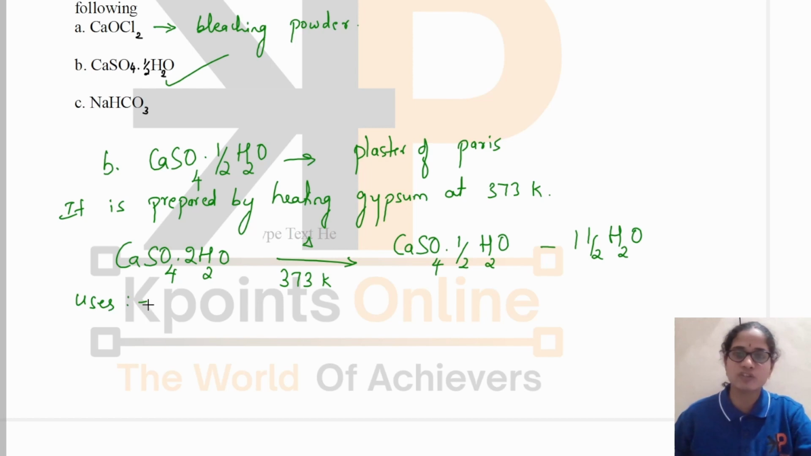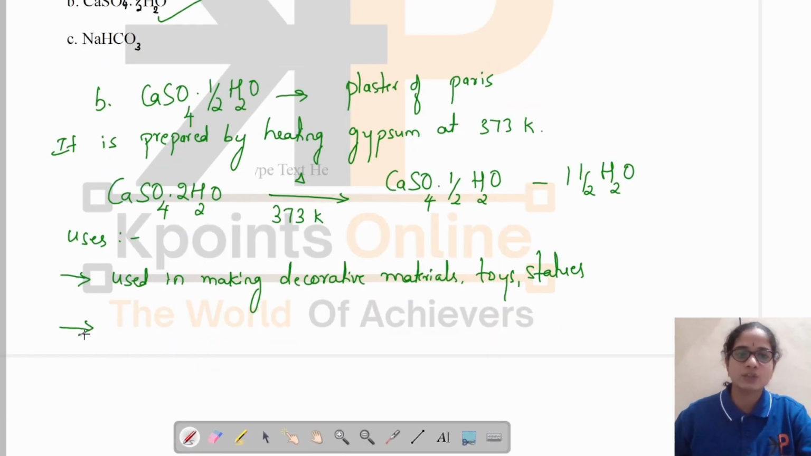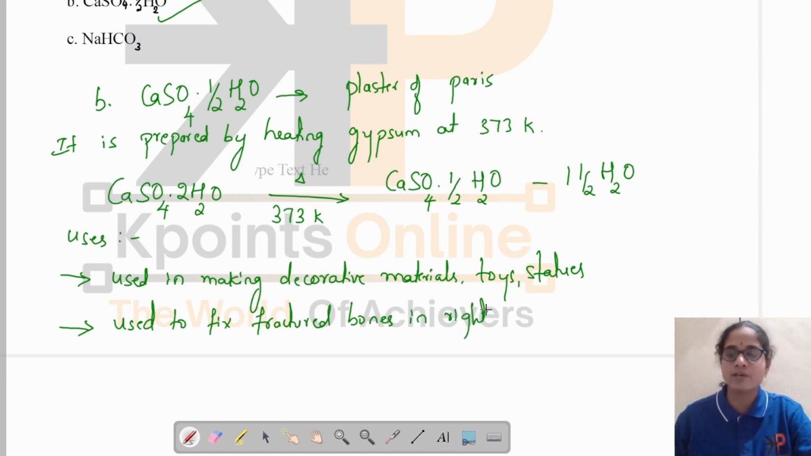What are the uses of plaster of Paris? There are many uses. It is used in making statues, toys and decorative materials, and also to fix fractured bones in the right position. You might have seen that whenever there is an accidental fracture, the doctors wind a plaster made of plaster of Paris, so that after some days the fracture recovers and the bones are in the right position. This is all about calcium sulfate hemihydrate, that is plaster of Paris.